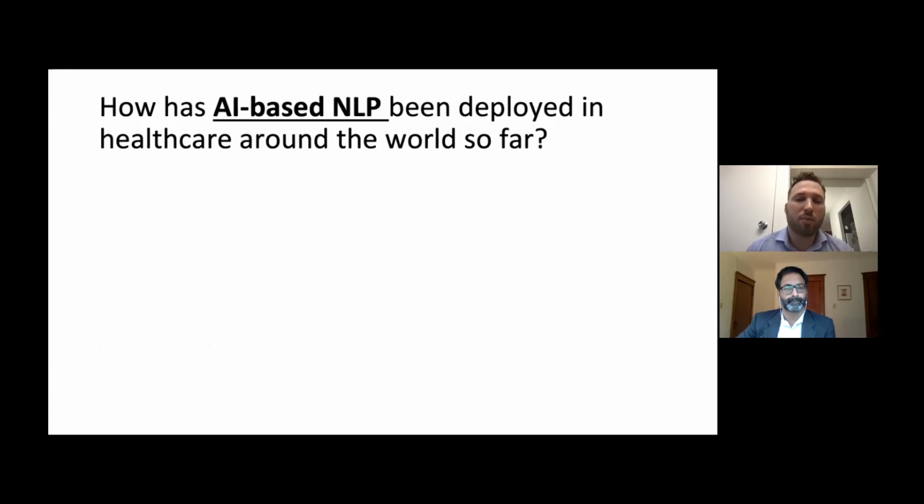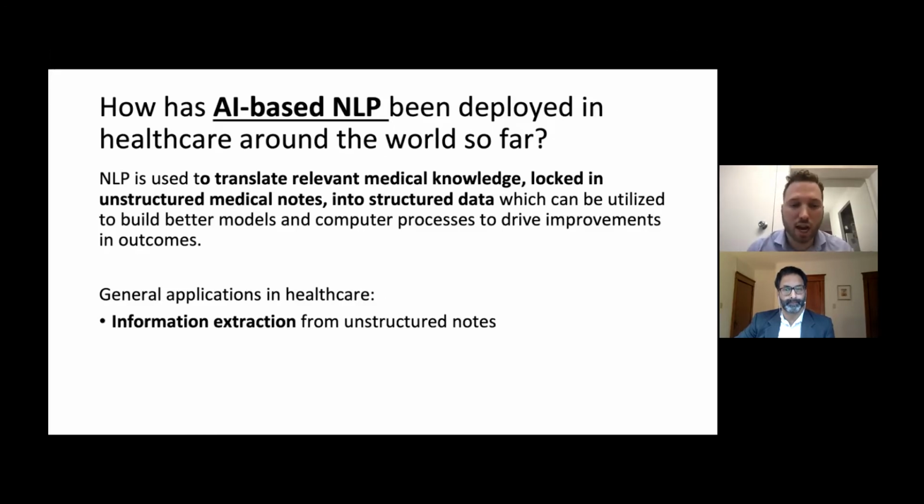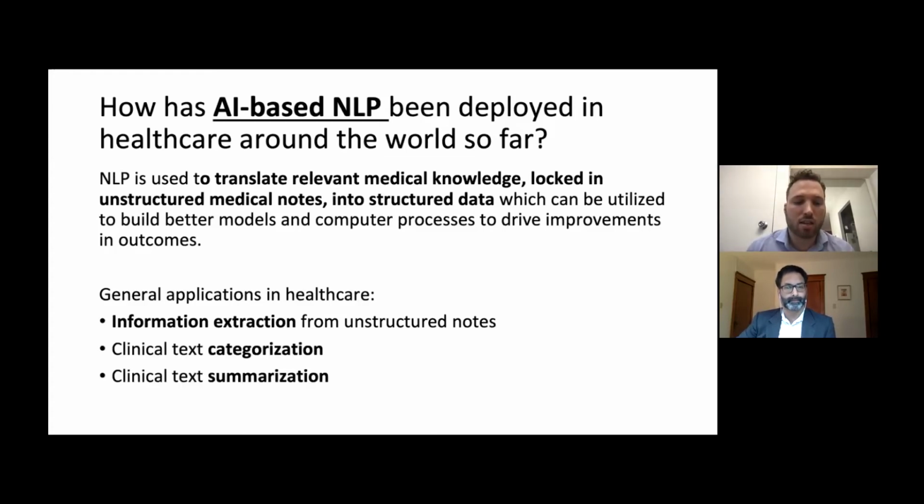So how has AI-based NLP been deployed in healthcare around the world so far? A key use case is translating relevant medical knowledge, which may be locked in unstructured medical notes. Unstructured meaning that it's free form, with no clear categorization or classification, and translating that into structured data, which can then be used subsequently for other uses. General applications in healthcare that are quite common are information extraction from progress notes, for instance, clinical text categorization, and summarization. So find the key concepts in a block of text.